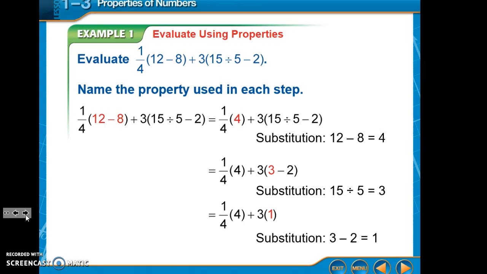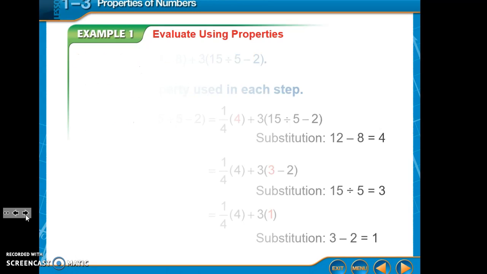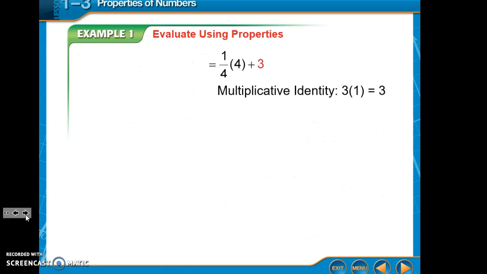Because if we have four one-fourths, we have a whole. So they did 3 times 1 equals 3, using the multiplicative identity there. And then the multiplicative inverse, 1/4 times 4 equals 1. So now we have 1 plus 3. We can combine those terms.